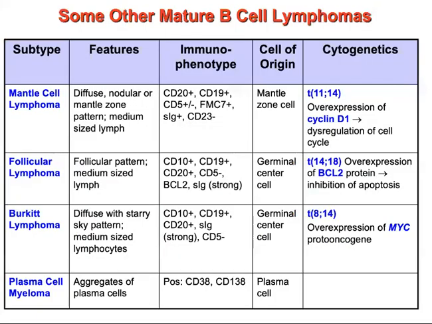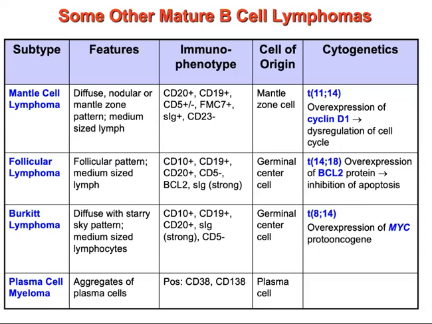And here are some more mature B cell neoplasms, these are B cell lymphomas. So remember, lymphomas originate in the lymphoid tissue, and they can seep into the peripheral blood and then eventually into the bone marrow as well. All right, so we have mantle cell lymphoma, follicular lymphoma, Burkitt's lymphoma, and plasma cell myeloma.